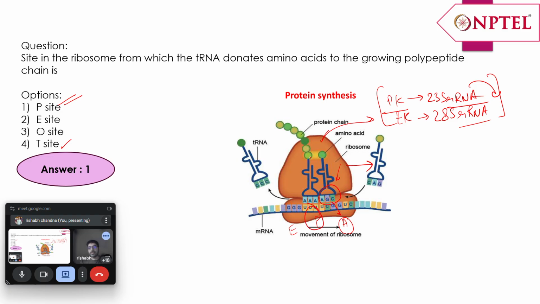Now the amino acid is transferred to the first tRNA that is joined on the A site. Okay, so this particular tRNA is now free. Now it will be released from this ribosome from the E site, which is called the exit site. So this is how the protein synthesis machinery works. Any doubt in this question?